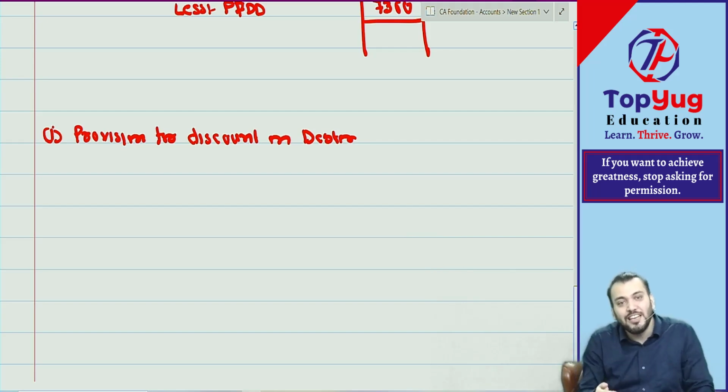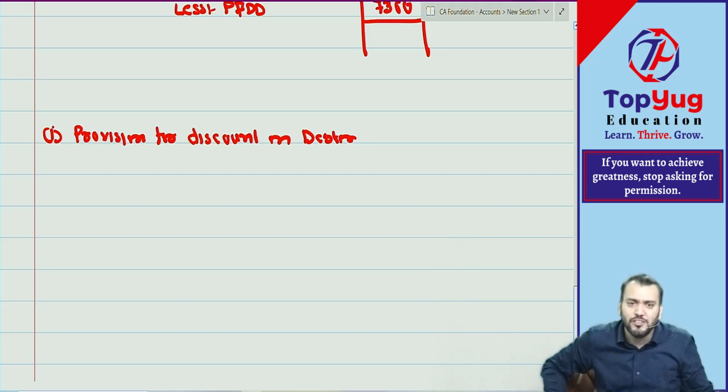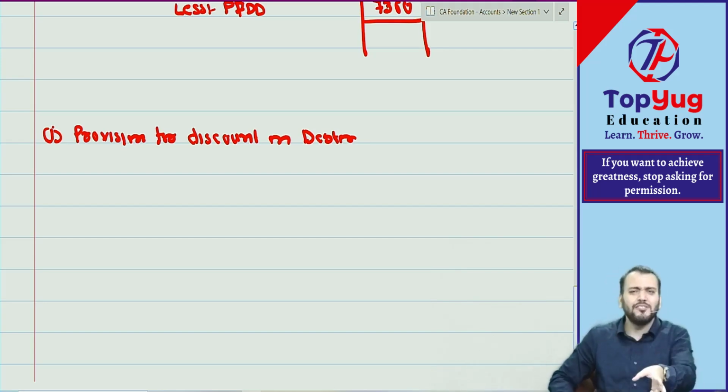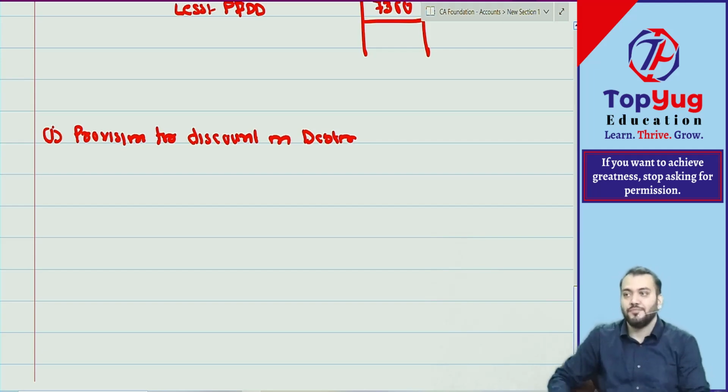So can you say we should create a provision for discount on debtor also? Same thing: for expected bad debt we created provision for doubtful debt, and for expected discount we create provision for discount on debtor. Same concept, same treatment, everything remains the same. Only one thing you need to understand: if they ask both provision for doubtful debt and provision for discount on debtor, which provision will you create first? Are you getting what I am saying? That I will explain through one question.